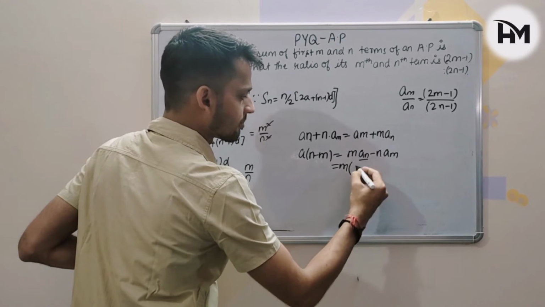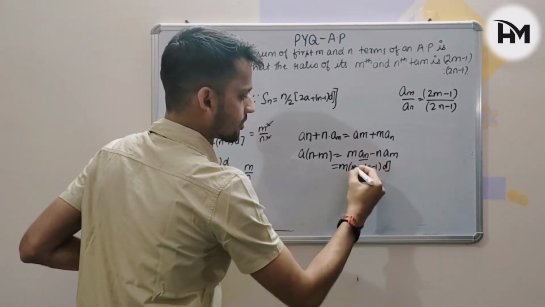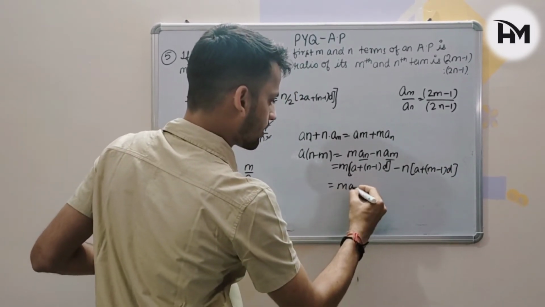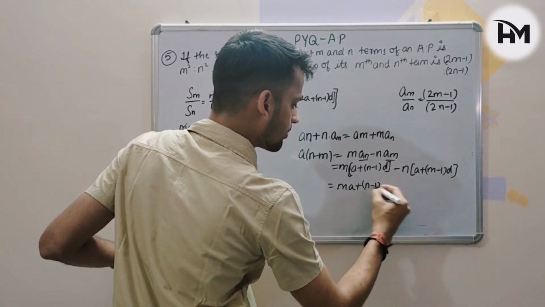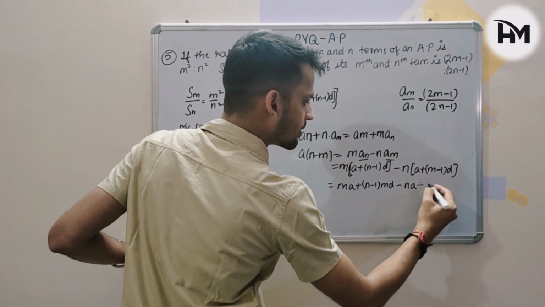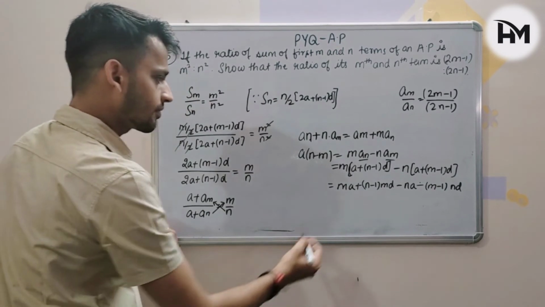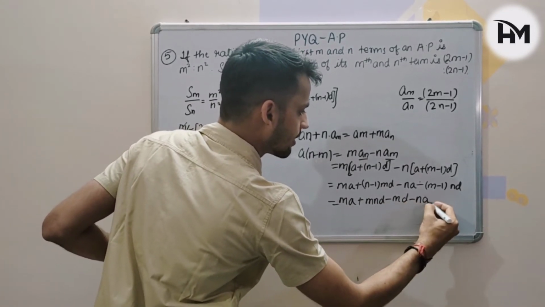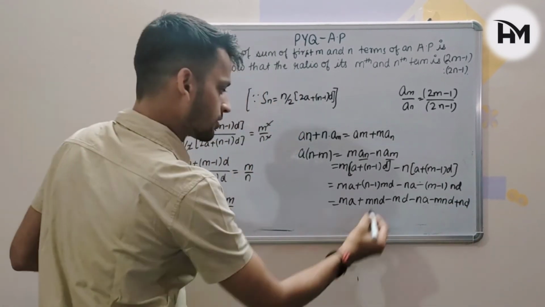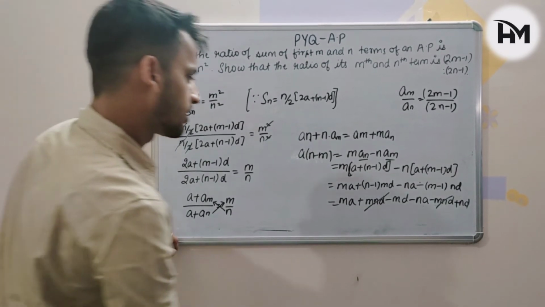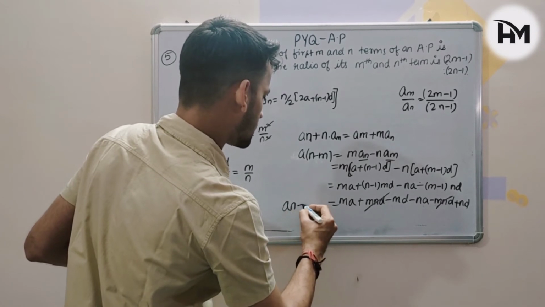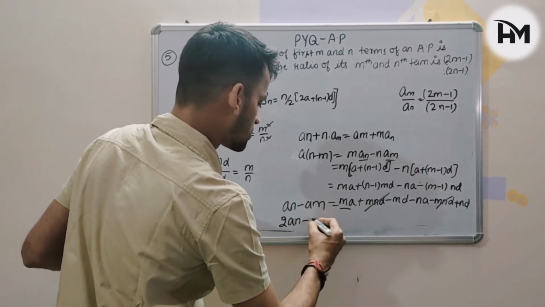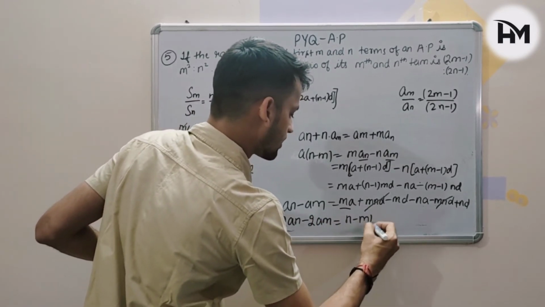If I open this, this was nothing but a plus n minus 1 times d, and a plus m minus 1 times d. Opening this, m a plus n minus 1 m d minus n a minus m minus 1 n d. So what terms are left? m a plus m n d minus m d minus n a minus m n d plus n d. m n d cancels with m n d, and what is left is n d minus m d. That moves over to give 2a times n minus m equals n minus m times d.